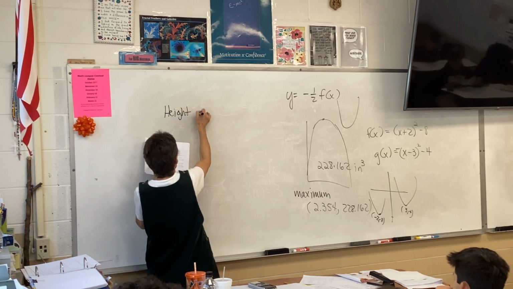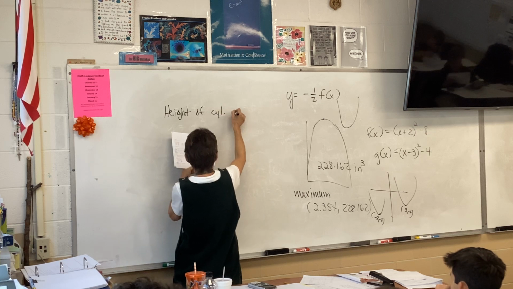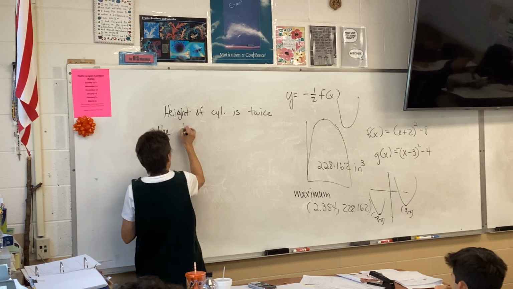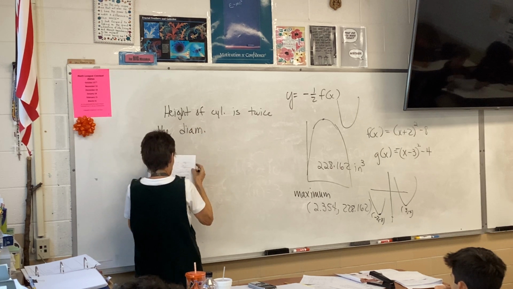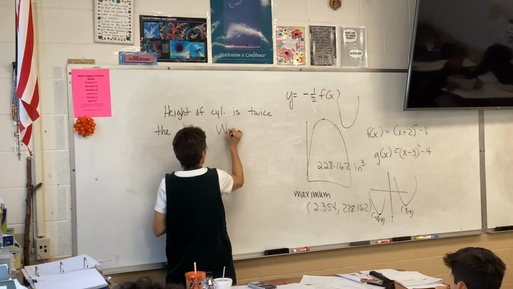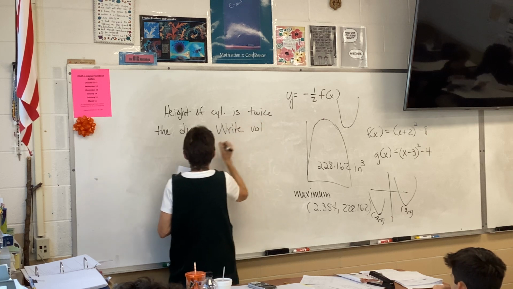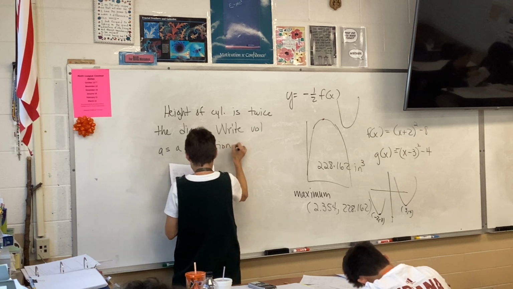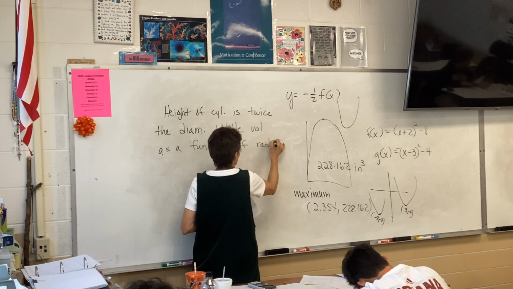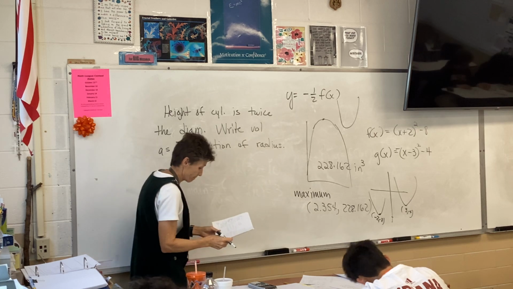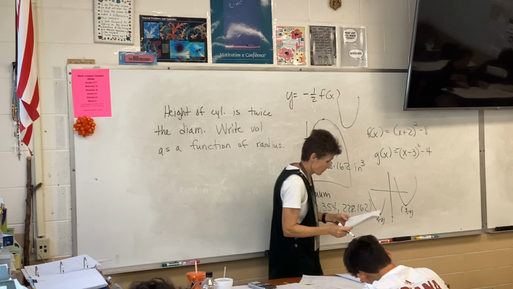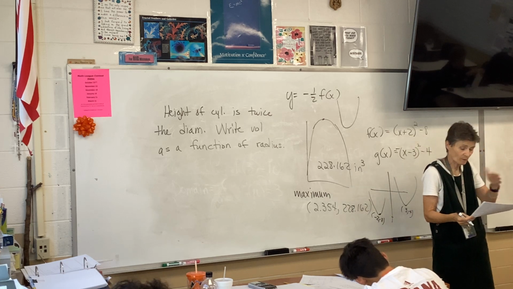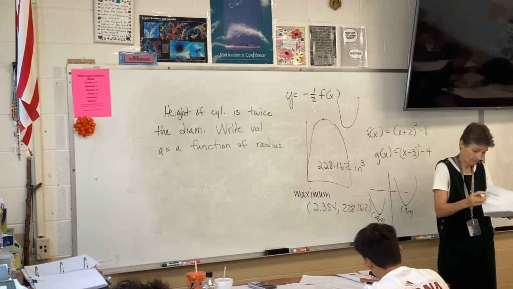The height of a cylinder is twice the diameter. I'm making it up. Write the volume as a function of the radius. Okay. So we're not solving it, we're just going to write an equation, we're just going to write it.